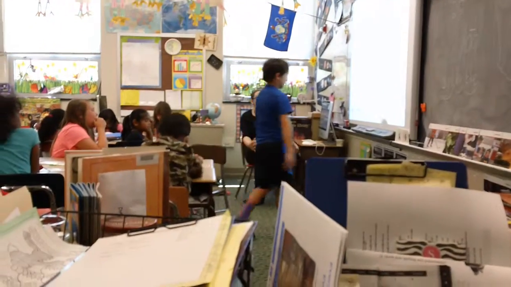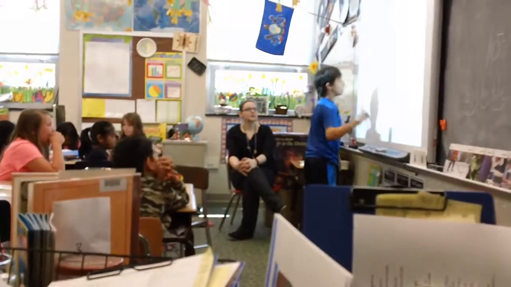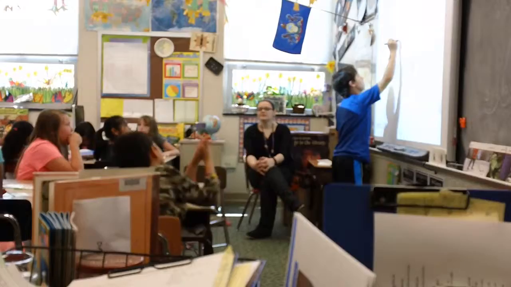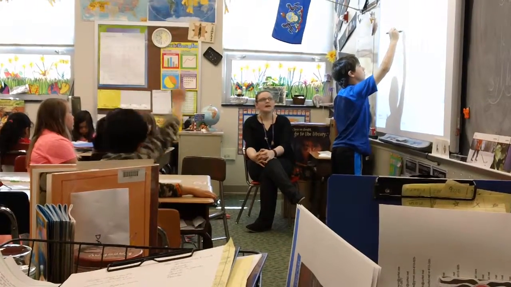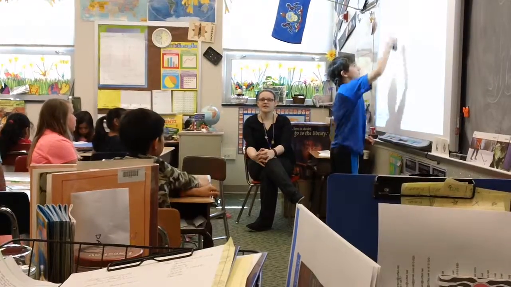Excellent. A side. So we have our side and our vertex. What shape is this? Can anybody tell me what shape we have, Reese? Octagon. Excellent. An octagon, which has our 8 sides.